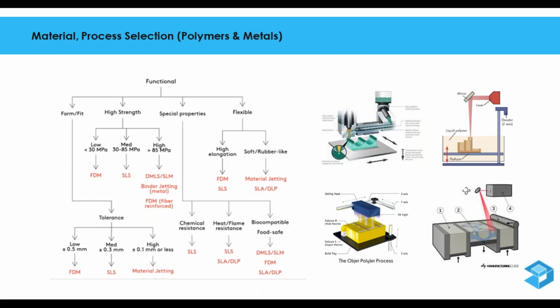So these are four points on how you take a decision on selecting a technology. First is the form and fit. Then is the high strength, what kind of strength you're looking for. Then the special properties like chemical resistance, heat, flame resistance, or biocompatibility, if that is one of your requirements. Then is the flexibility. If only elongation is required, or if you want a soft rubber-like material, then you can select a different technology and different material for your application itself.